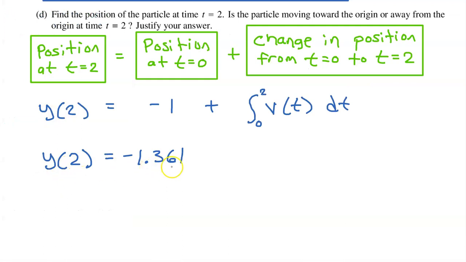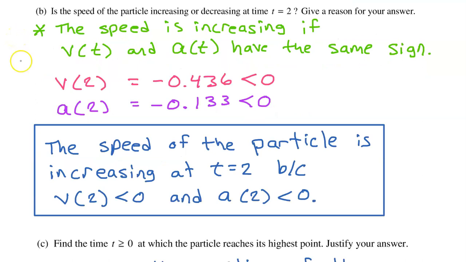So we have now answered the first part of the question. Find the position of the particle at time t equals 2. Y at 2 is -1.361. How about the rest of the question? Is the particle moving toward the origin or away from the origin at time t equals 2? I'm going to give you some notes on this in a moment, but first I want you to look back at the notes I gave you in part B because they are analogous.